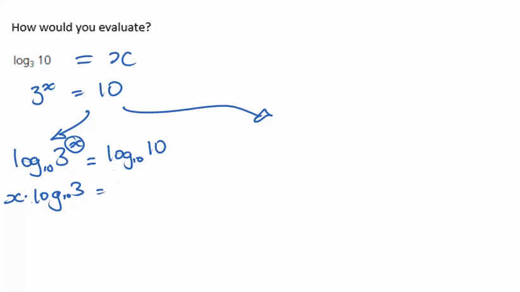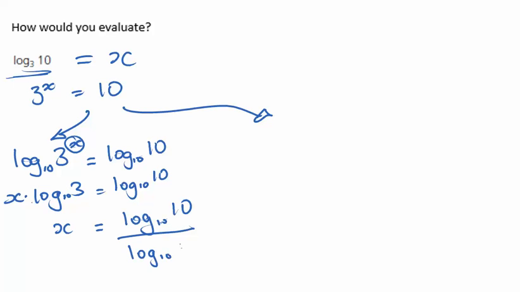Now this is quite nice in that we can write log of 10 base 10 as 1, but actually I'm going to leave it as it is because it helps us to see the rule. So if I want to solve for what x is, I'm going to leave x here and divide both sides of this equation through by log of 3 base 10. So there we go. x can be written as log of 10 over log of 3, both of those logarithms to base 10.